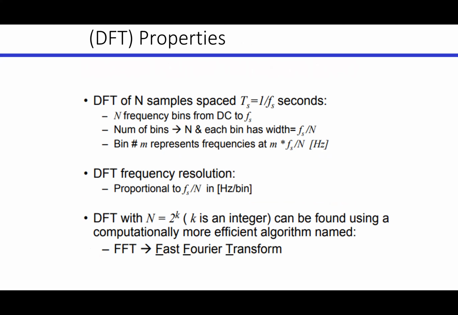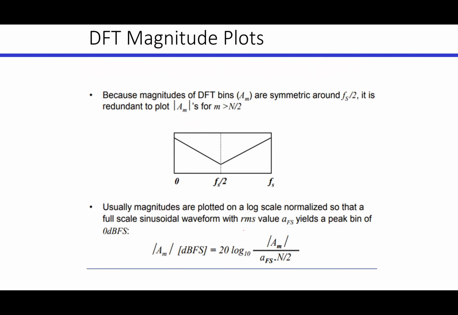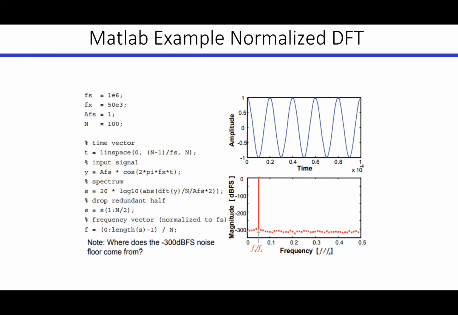So we typically are interested in the frequency range from 0 to fs/2. And we apply the FFT to our output spectrum, and we see the performance, and we usually normalize it to the V full scale. So the maximum value you will have is 0 dB. This is an example of a MATLAB code that's normalized. Your sampling frequency is 1 megahertz. Your input signal is 50 kHz.